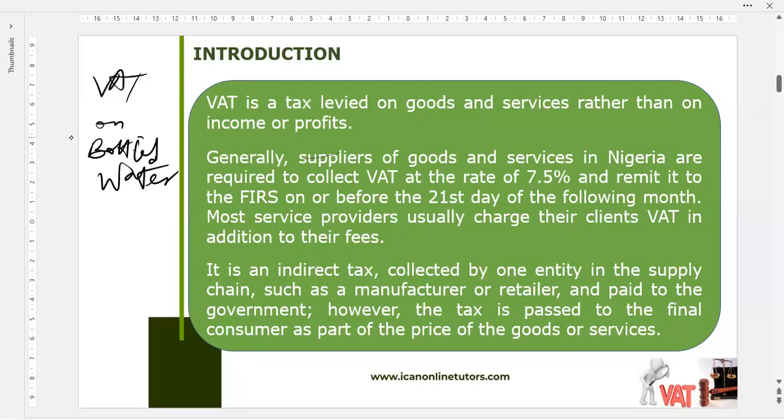So VAT is a tax levied on goods and services rather than on income or profit. You can see goods and services, not income or profit. So can someone give me an example of a tax that is levied on income or profit?